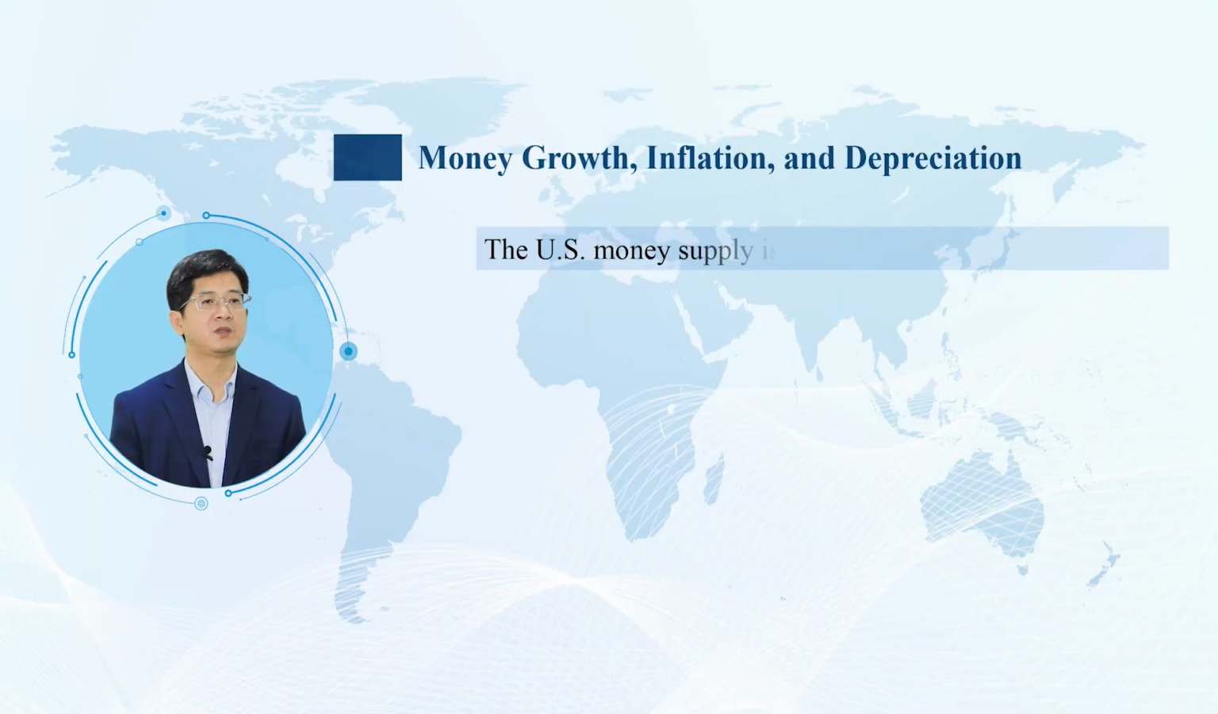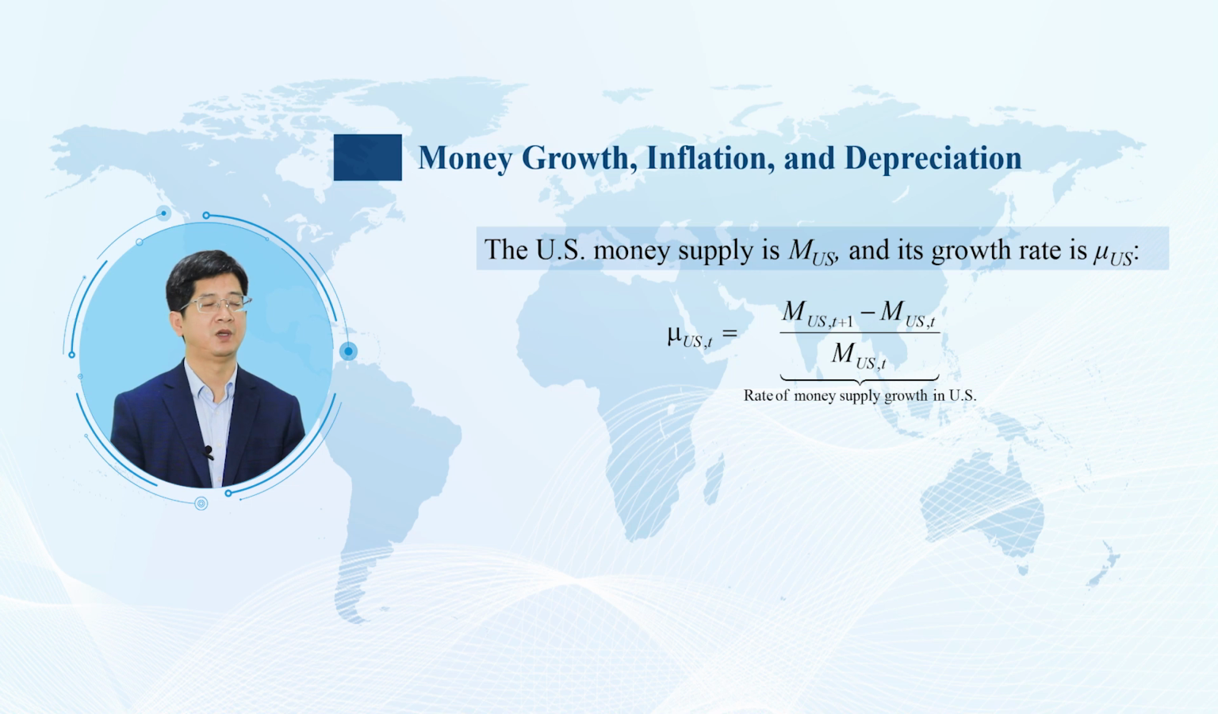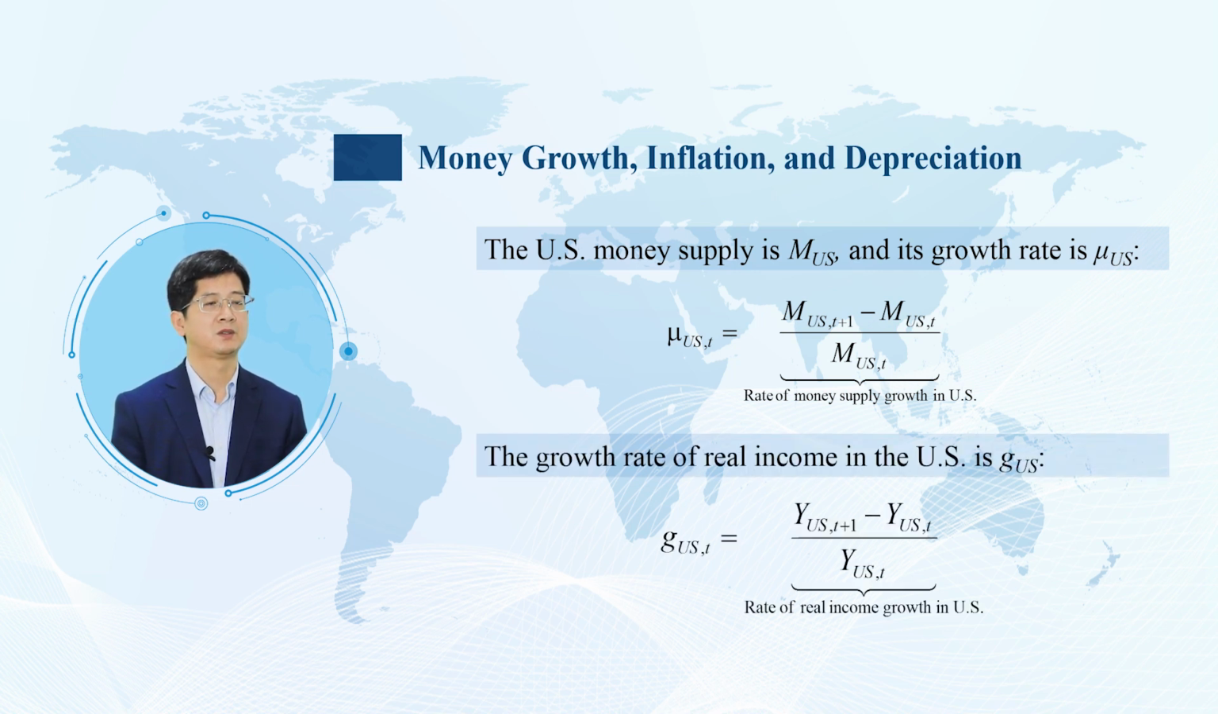The US money supply is M_US and its growth rate is mu_US. So mu_US at time t is equal to M_US at time t plus 1 minus M_US at time t over M_US. This is the rate of money supply growth in the US.